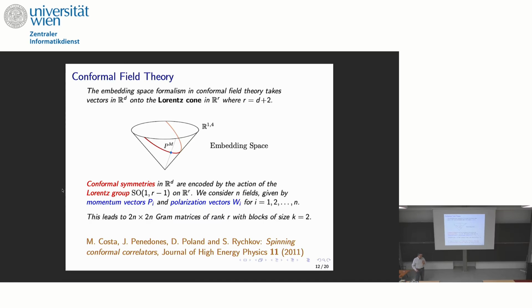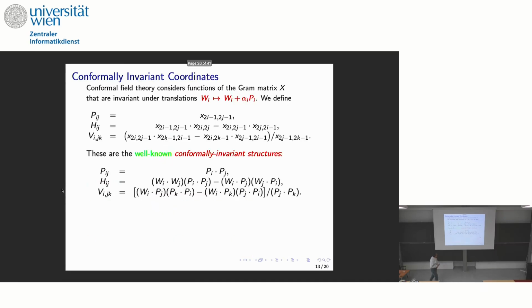But I'm now going to go in a slightly different direction. I'm still going to assume that these P's and W's are general, but I'm going to the third level of coordinate system. And I warn you that now the coordinates get a little more complicated. These are what the physicists call the well-known conformally invariant structures. All right. So conformal field theory actually considers functions on the Gram matrix that satisfy an additional invariance. Namely, we're assuming that if we take Wi and add a multiple of Pi to it, then we're interested in functions that are also invariant under this action.